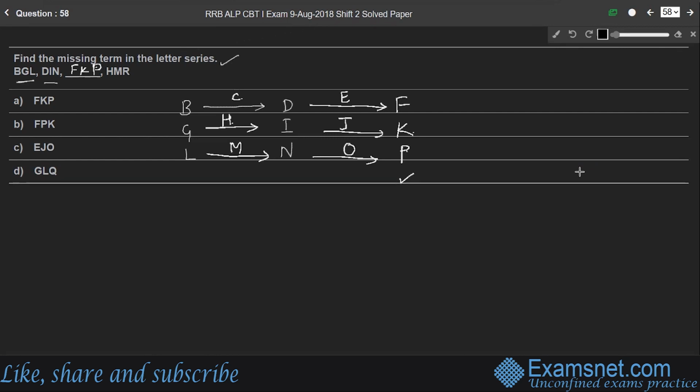FKP. To verify this, we'll consider the last cluster, HMR, right? Between F and H, there is a letter G. Between K and M, there is a letter L. Between P and R, there is a letter Q. Therefore, our answer is verified. Therefore, the third cluster is FKP. Option A is the right answer.